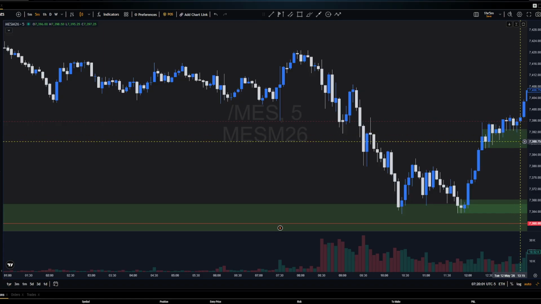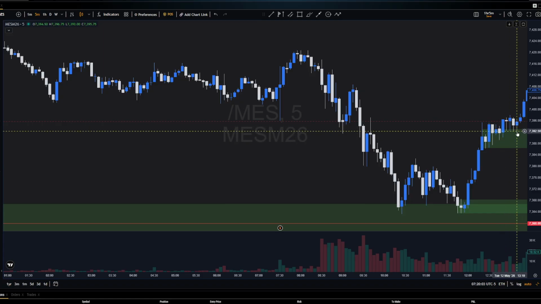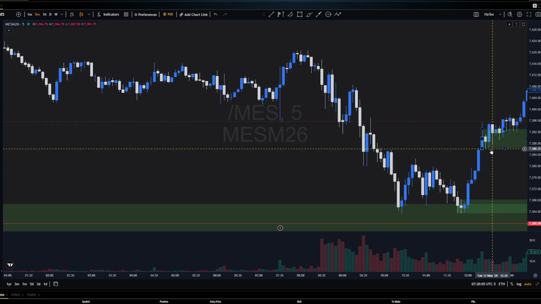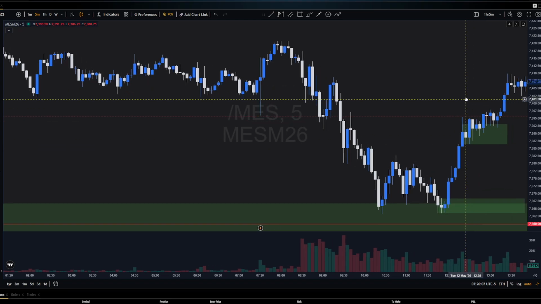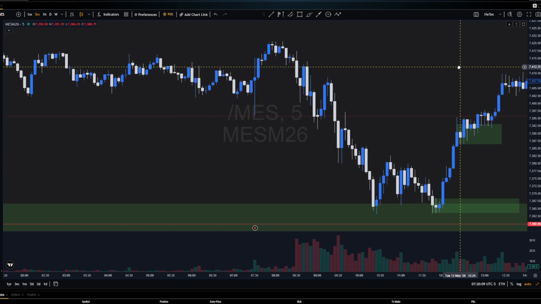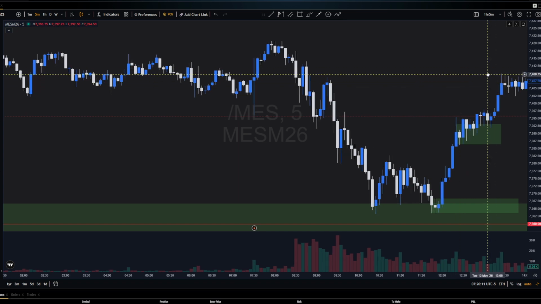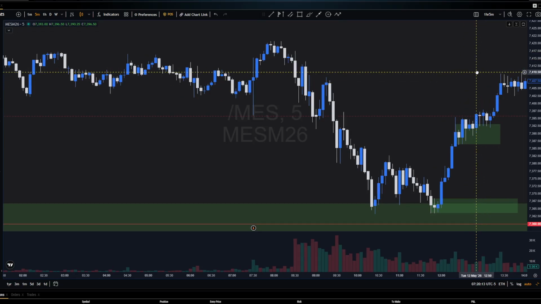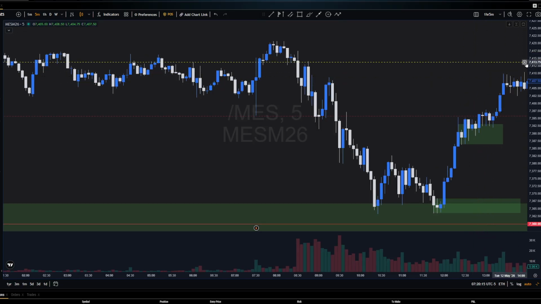We get our retest in this area. This is our buy right here. Stop below here. And we just move forward. Get our impulse move. Get a pause in the market. Looking at this high right here. It gets taken out on this candle.